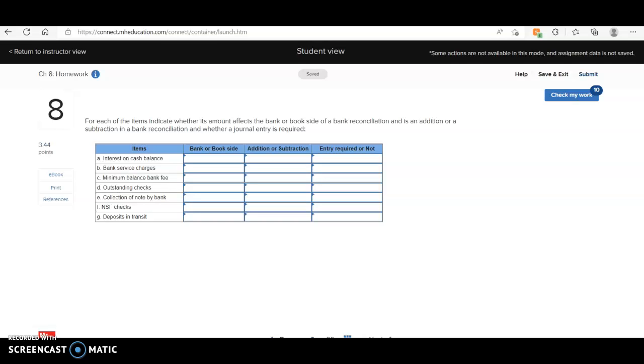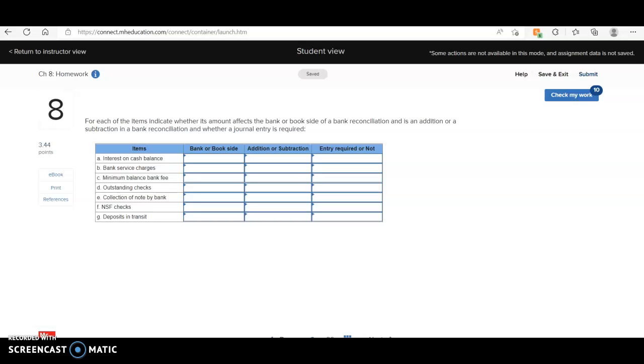Okay, continuing on now with our chapter 8, we're looking at number 8. This one is a great one to look at because it's going to help you as you get into the bank reconciliations. So once you're finished with this one and you do the check my work, you make sure it's good, take a picture of it so you have an easy reference because it's going to help you to know where things go, whether it's the bank side or the book side, whether it adds or subtracts from it, and whether you're required to do a journal entry. So let's take a look at this one.